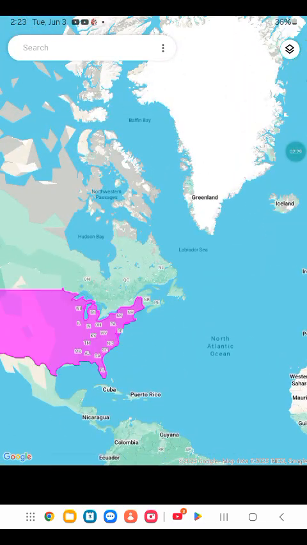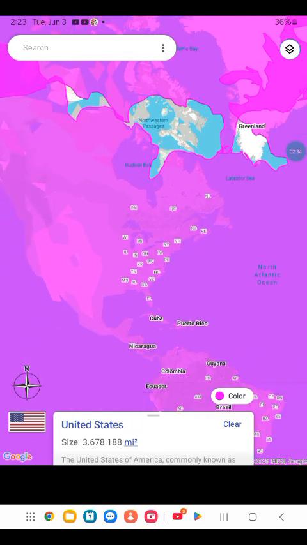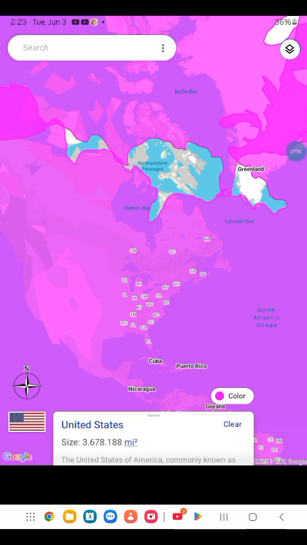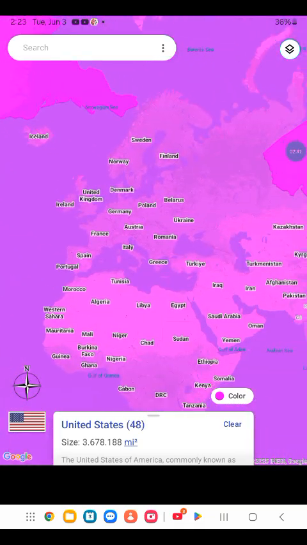And like, see how big the United States looks? It covers the whole world when it's higher than the equator.